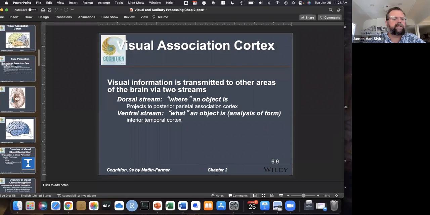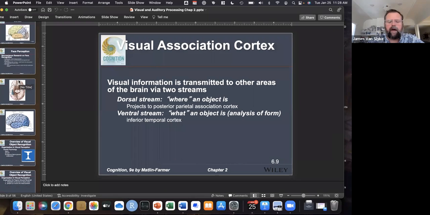Okay, so I'm going to jump over face perception for now. But are there any questions over the basics of visual processing in the brain?